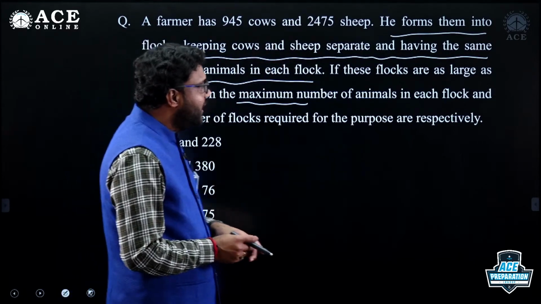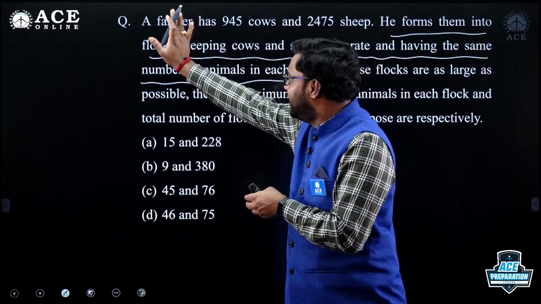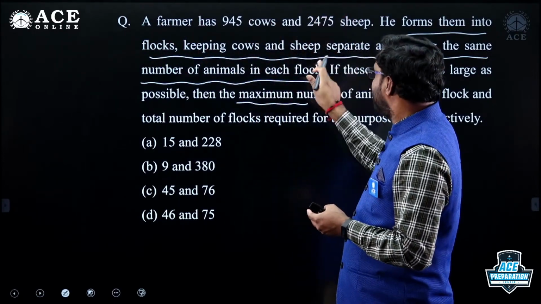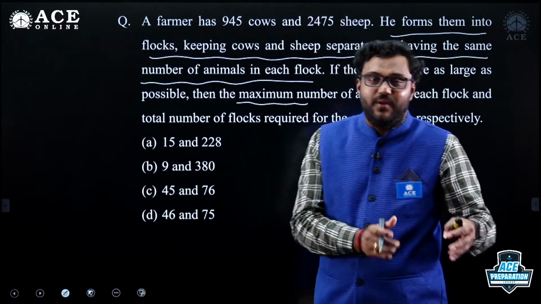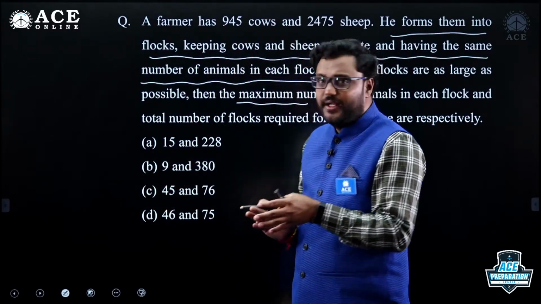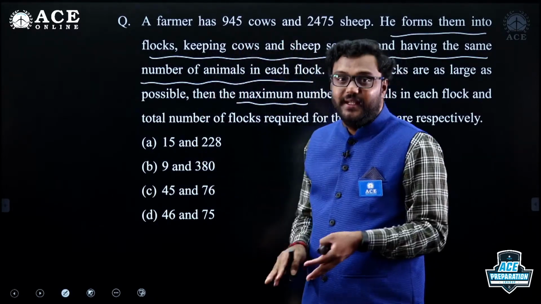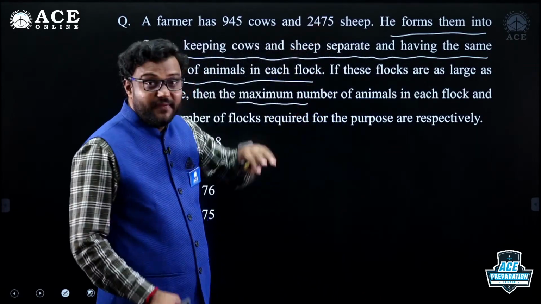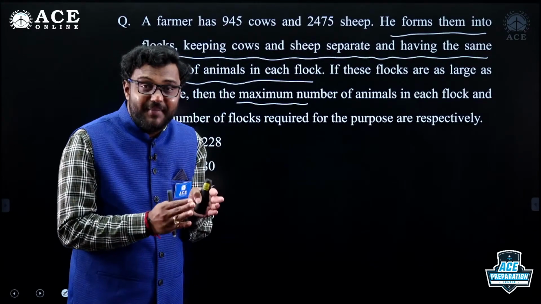Not only that, see guys, here they're dividing that into groups. Let's consider a flock as a group. Cows are all divided into some groups. The sheep also they separately divide into groups. They're not mixing cows and sheep. Cows separately in one group, sheep also in some groups. Means this number is divided by something, this number also we are dividing by something. 945 is divided by something, and 2475 should be divided by something.